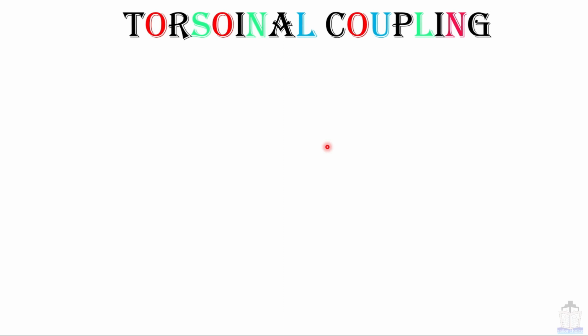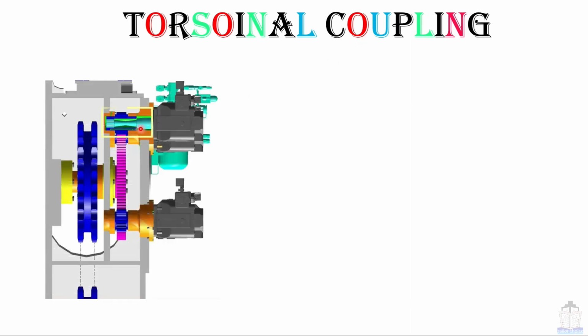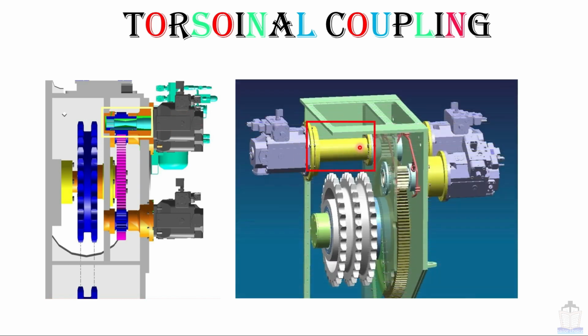Now going to talk about a very important part that is called torsional coupling, and in the MMD a lot of surveyors ask questions related to this torsional coupling. Now going to see where exactly it is fitted. This torsional coupling is fitted over here, which acts like a transmission device between gear and swash plate pump. Another example, it is fitted over here.